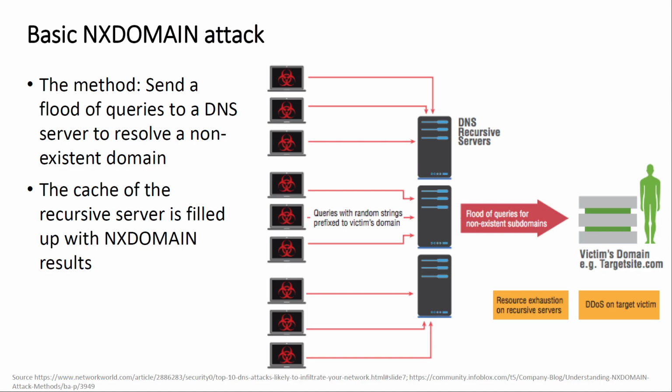The method is as follows. Send a flood of queries to a DNS server to resolve a non-existent domain. The cache of this recursive server is filled up with NXDOMAIN results. So you are asking for random domains where the subdomain part is random strings that you generated. This way a flood of queries is sent for non-existent subdomains for this domain. This is actually a distributed denial of service attack on the target victim because resources are exhausted on the recursive servers.